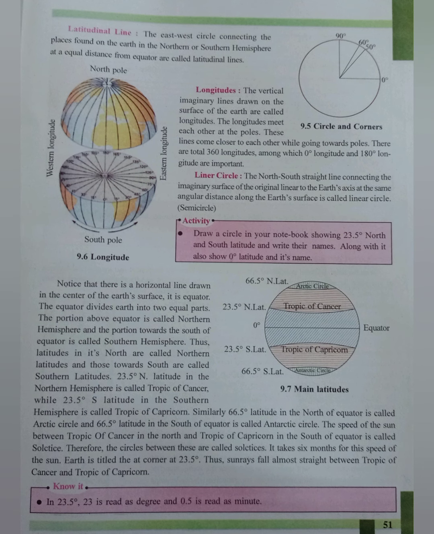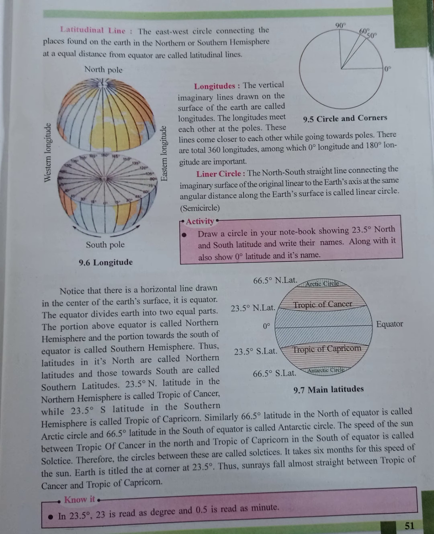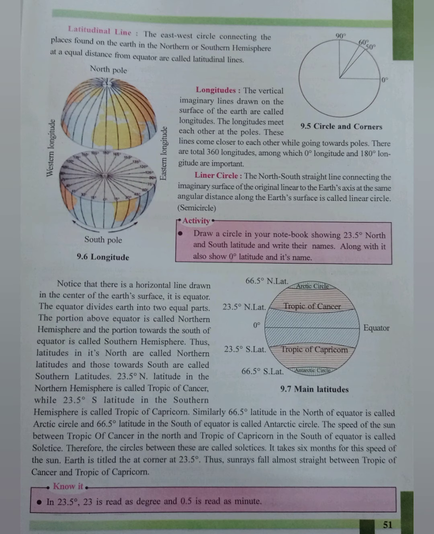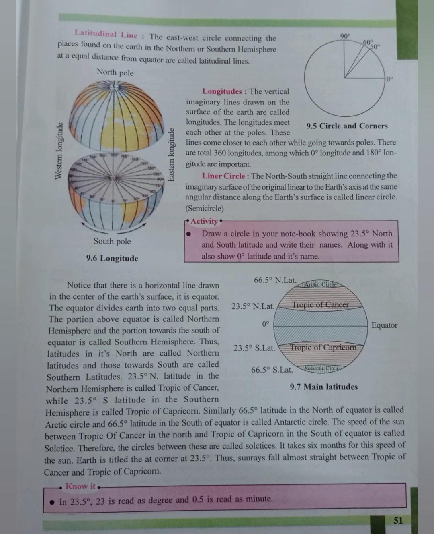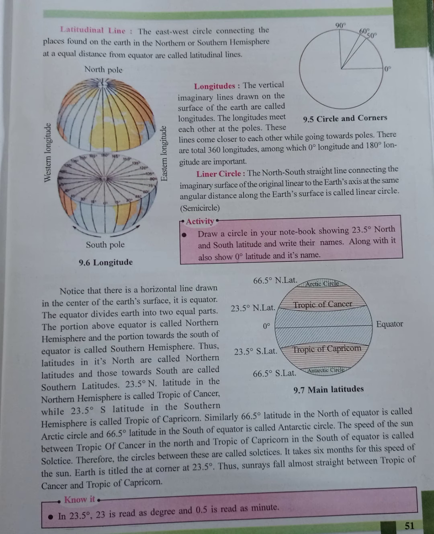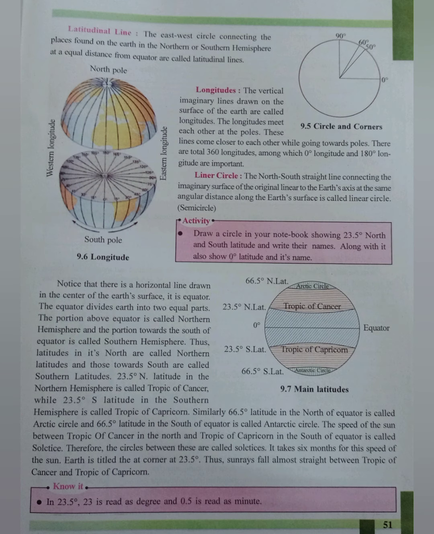23.5 degree north latitude in the northern hemisphere is called the Tropic of Cancer, while 23.5 degree south latitude in the southern hemisphere is called the Tropic of Capricorn. Similarly, 66.5 degree latitude in the north of the equator is called the Arctic Circle and 66.5 degree latitude in the south of the equator is called the Antarctic Circle.